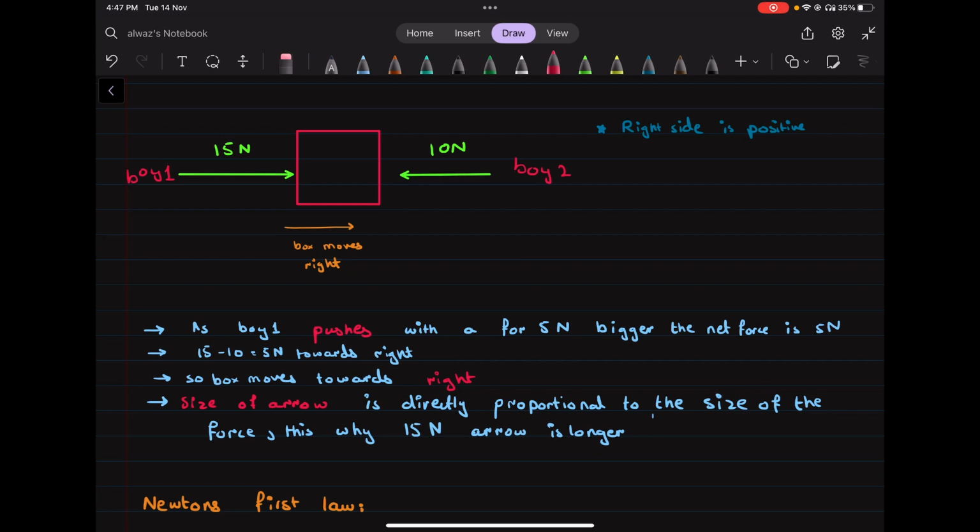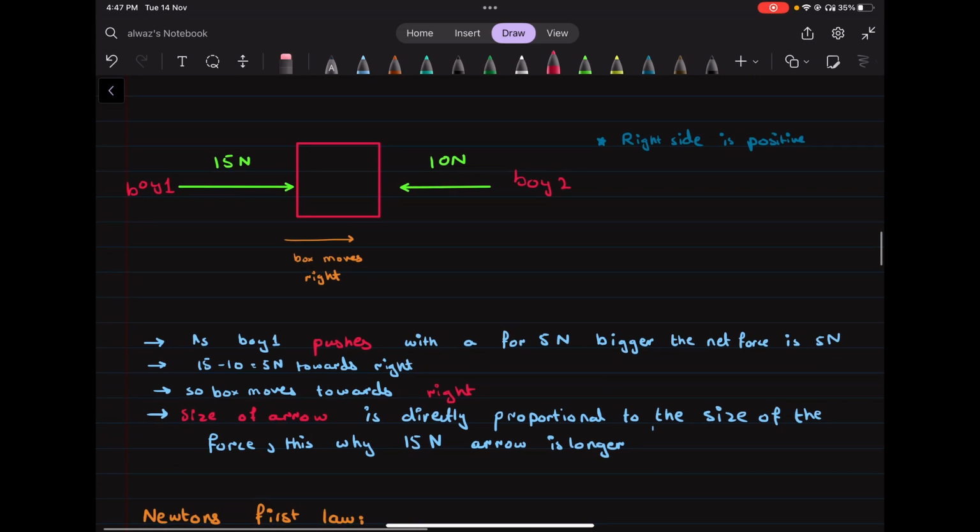Now, if we see the magnitude of the forces, the force for boy 1 is 15 newtons while the force for boy 2 is 10 newtons. As we know 15 newtons is bigger and 10 newtons is smaller, we can assume that the box moves towards the right. But how do we prove this mathematically? So the first thing that we need to do is take one side to become positive. So in this example, we're going to say that any measurement towards the right side will be considered positive, and the opposite of that is obviously going to be negative.